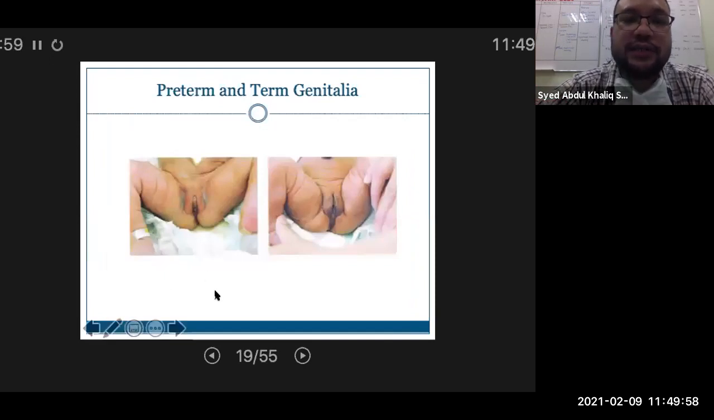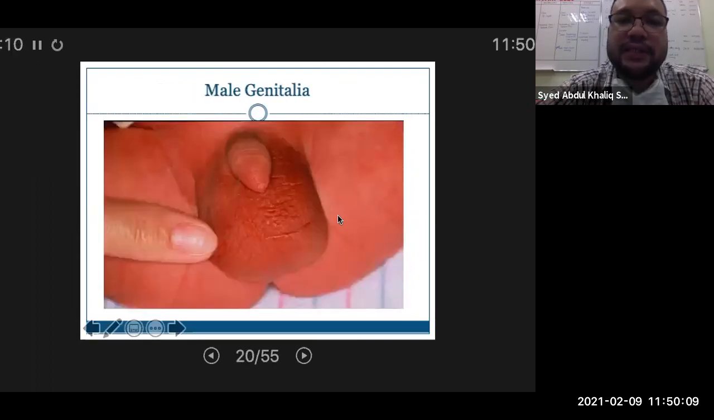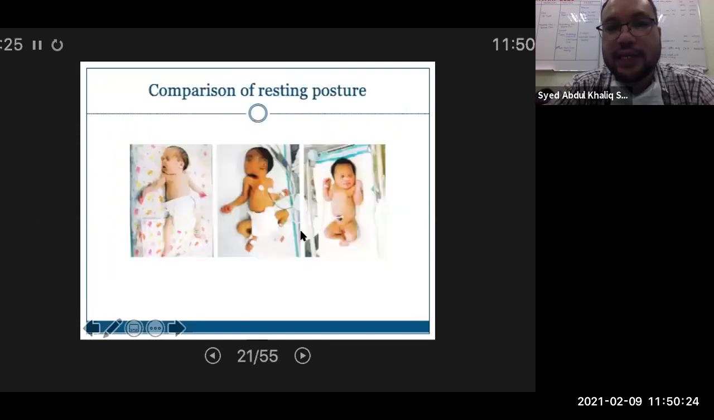So you see here, in a more premature baby, the minora is bigger. And in a more term baby, you can see the majora is big and the minora is covered. This is a male scrotum. You can see the crease on the scrotum, right? But in a more premature baby, the scrotum will be flat, and the testis is not descended yet.